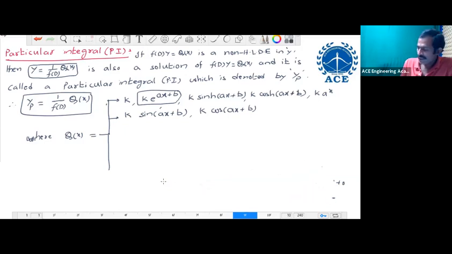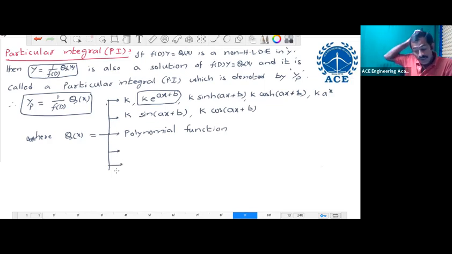Under the second case, only two trigonometric functions, sine and cos. Next, the third case, polynomial function. So these are the three main functions. The other two are combinations of these.